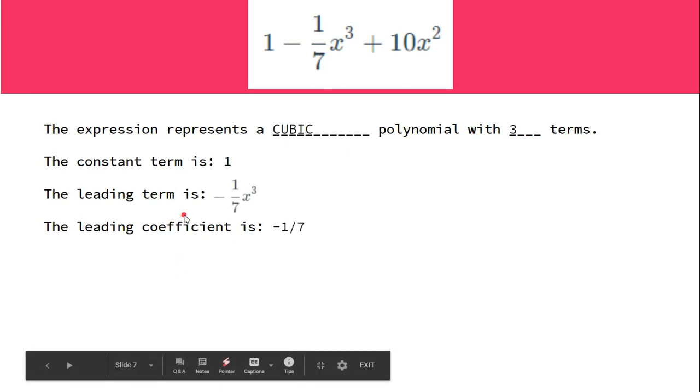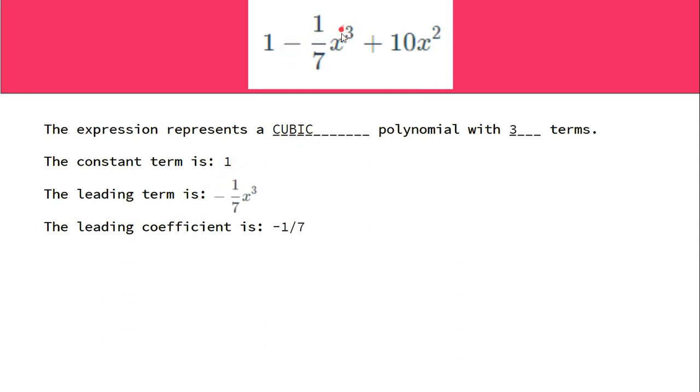So this expression will represent a cubic polynomial. If we look at the exponents, the largest exponent is a 3. Therefore, we would call this a cubic polynomial. Now, there are also 3 separate terms. There's this one, there's the middle term, and there's the last term. 3 terms would make this a trinomial. The constant term is 1. That is the number that doesn't have a variable at all.